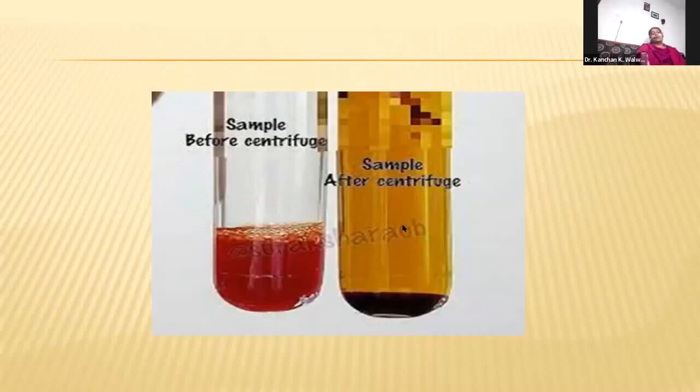Some numbers of RBCs rupture, and that imparts a yellowish or orangish color to the urine. So this is a case of hematuria: sample before centrifugation and sample after centrifugation. This is how you can discriminate between hemoglobinuria and hematuria.